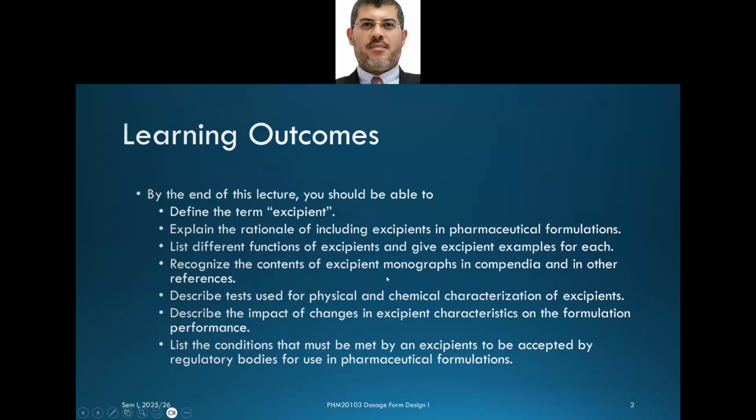We should be able to describe tests used for physical and chemical characterization of excipients, and describe the impact of changes in excipient characteristics on the formulation performance. So here we should understand how important it is for the excipient to be standardized, for the physical and chemical properties to be determined, because it may affect the performance of the formulation. And we should be able to list the conditions that must be met by an excipient to be accepted by regulatory bodies for use in pharmaceutical formulation.